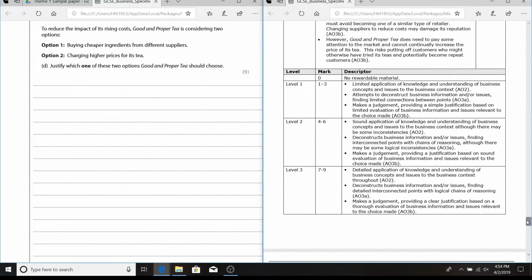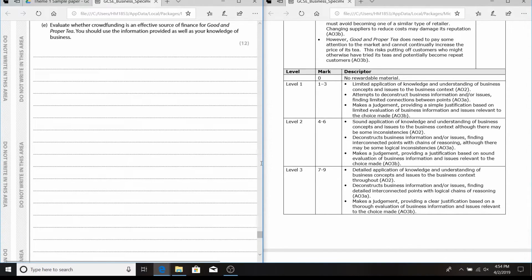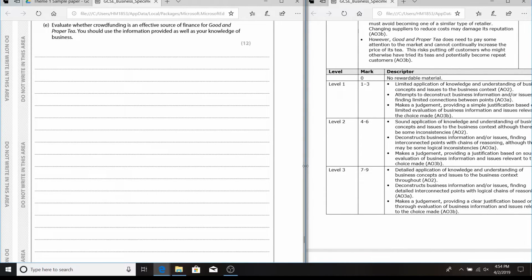All right, lovely. Let's now have a look at the 12 marker. Okay, so the big bad with the GCSE Edexcel papers. Evaluate whether crowdfunding is an effective source of finance for Good and Proper Tea. You should use the information provided as well as your own knowledge of business.